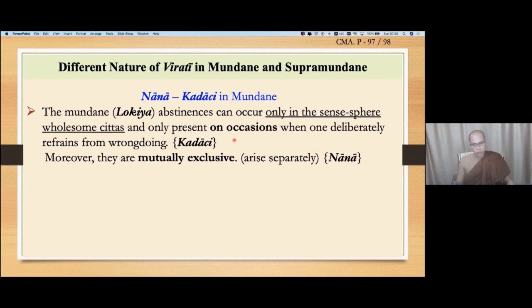So when they arise, they don't arise always whenever the wholesome consciousness arises. We cannot say that the viratis arise together. So when a person deliberately, intentionally abstains from bodily wrong action, so at that moment, the bodily wrong action does not relate to the livelihood.